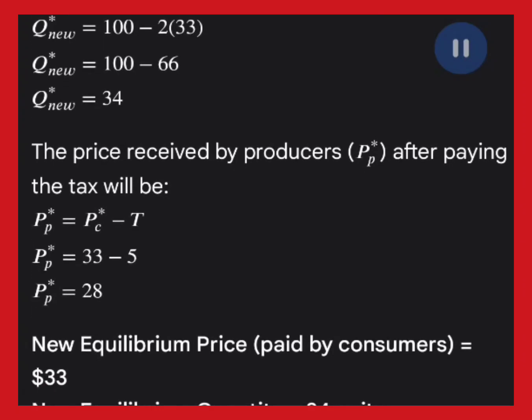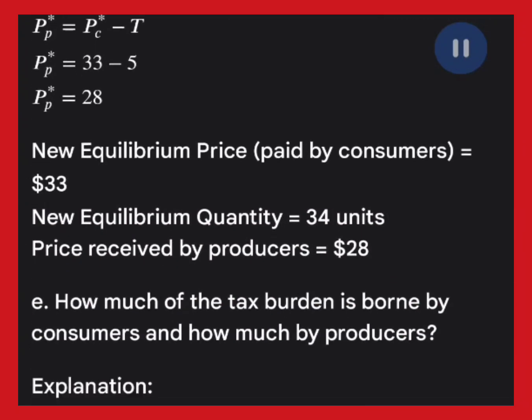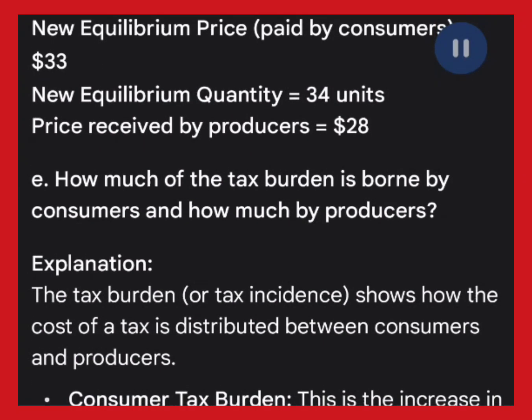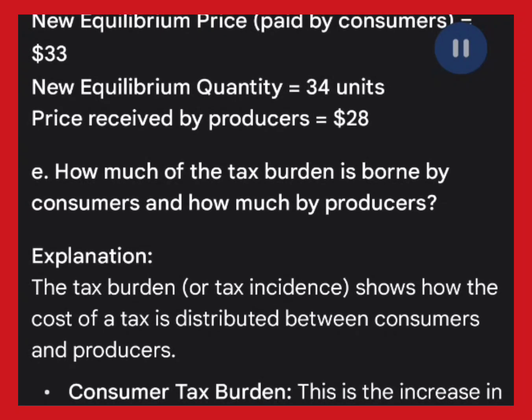The price received by producers, P_P, after paying the tax will be P_P = P_C − T. P_P = 33 − 5. P_P = 28. New equilibrium price paid by consumers equals $33. New equilibrium quantity equals 34 units. Price received by producers equals $28.